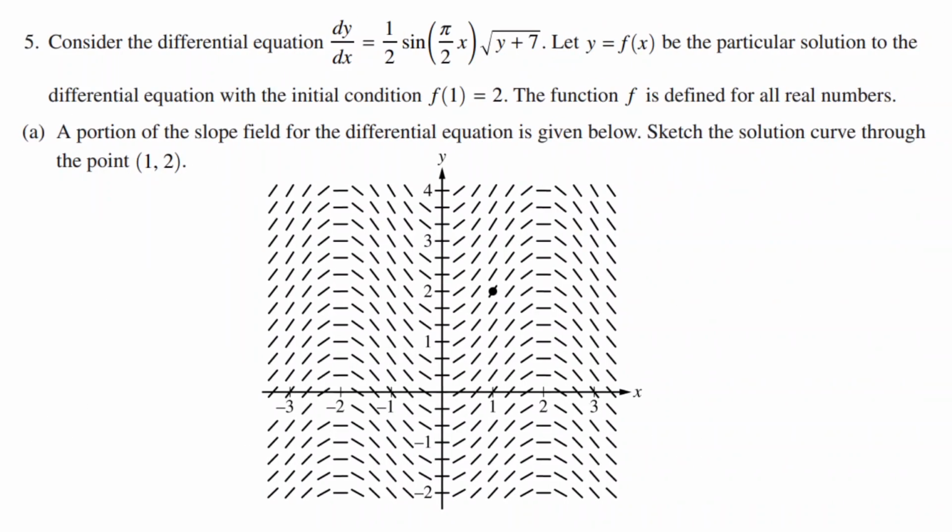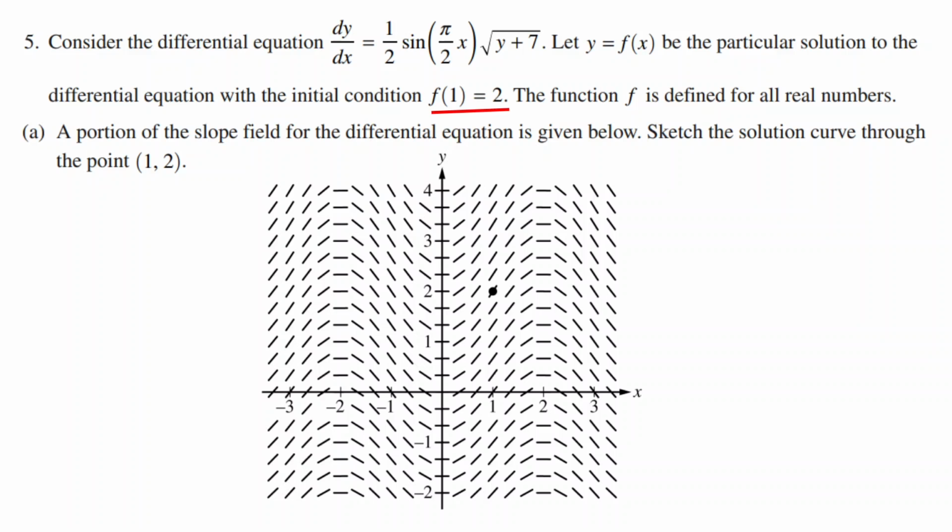Now, let's get into the problem. Consider the differential equation dy over dx equals 1/2 times sine of pi over 2 x times the square root of y plus 7. Let y equals f of x be the particular solution to the differential equation with the initial condition f of 1 equals 2. The function f is defined for all real numbers. This is a differential equation question and should be pretty simple.